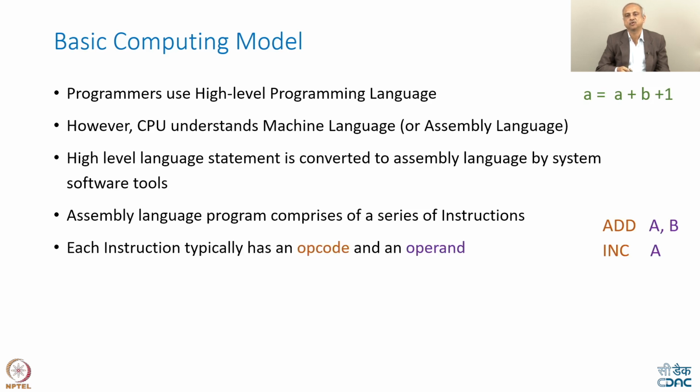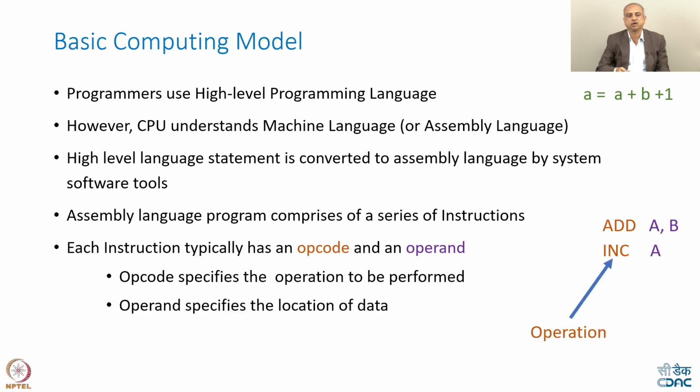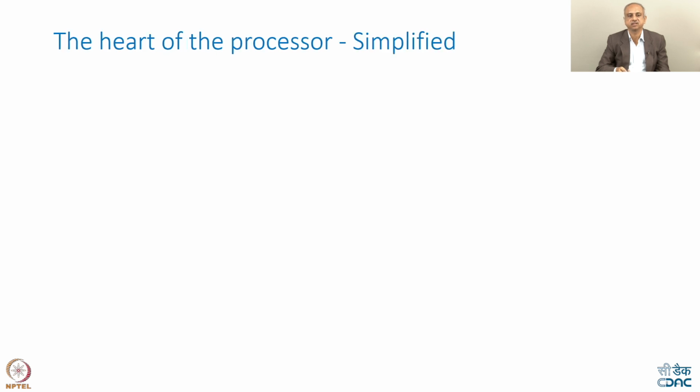This consists of two parts, as you can see here: there is an opcode and there is an operand. Here, add and increment are the opcodes, whereas A and B are the operands. In this case A and B refer to the registers. The opcode specifies what operation you want to do, like in this case add or increment the value by 1, and the operand will specify the location of the data. In this case it is in A or B, which are the registers.